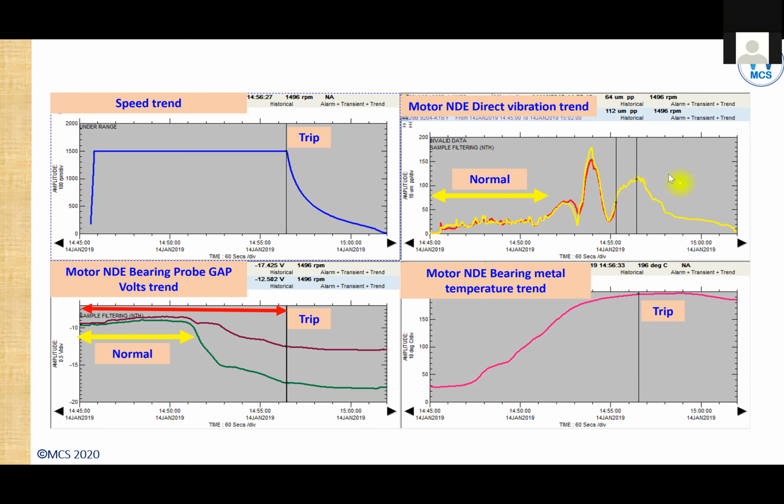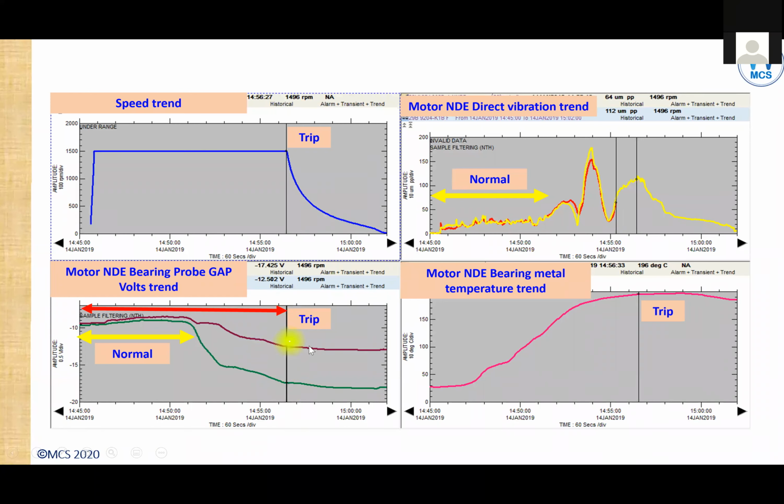Now, while this is the overall vibration trend, look at the gap voltage trend. When the vibrations were normal here, the gap voltage trend was also normal. Both the probes were showing the same amount of movement. And once the vibration started increasing, you can see that the gap voltages are becoming more negative. On the axis, from -10, it has gone to -15 or something like that. So the gap voltage becoming more negative means the shaft is traveling away from the probe tip. And this is the point of time when the trip took place.